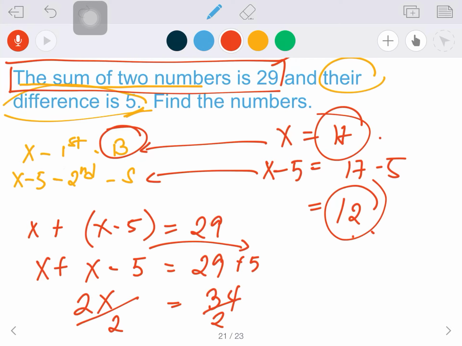And hopefully I have given you clarity, a clear path towards this problem solving, verbal word problems, so that we can have a good score in our summative test on Friday.